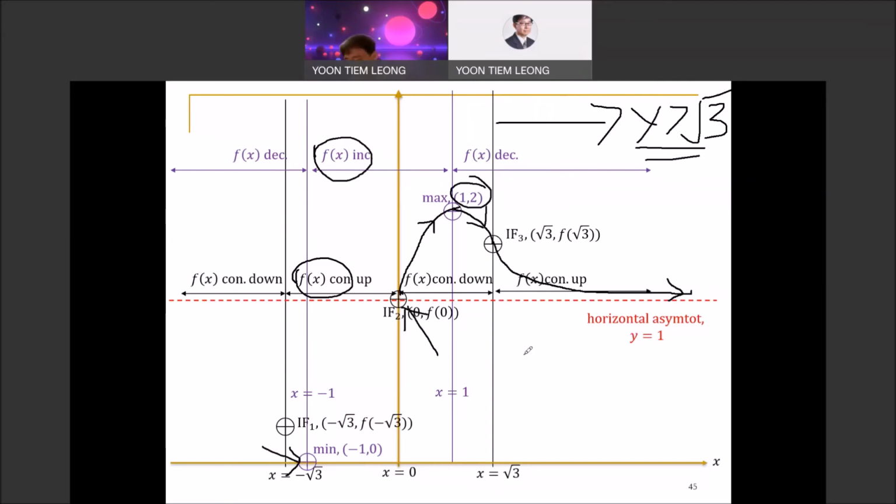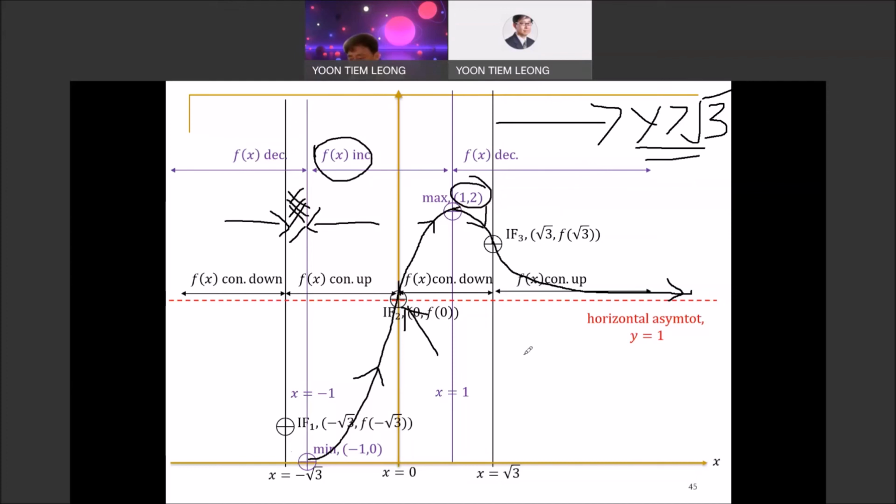The upwards concavity graph would be like this. This is upwards concavity that joins the local minimum at (-1, 0) to the inflection point 2. So that is for the region between x equals -1 and x equals 0. Then we move on to the next bit, which is the narrow region lying between x equals minus square root of 3 and x equals -1, which is this region.